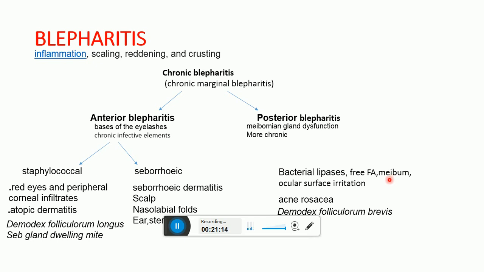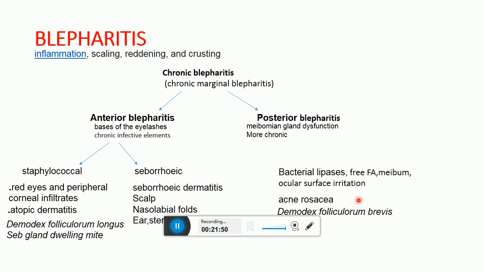There is loss of tear film phospholipids, which act as surfactants. This results in increased tear evaporation and osmolarity, and an unstable tear film. There is a persistent chronic inflammatory condition, and it is also associated with acne rosacea.